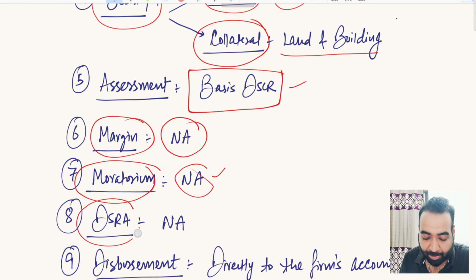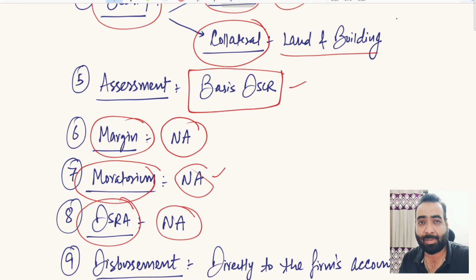Similarly, DSRA conditions are also not applicable here. DSRA is your kind of security. You take 3 months or 6 months EMI as FD. In case the borrower defaults, you can use that FD to repay your loan. But that happens only in high-risk project finance cases. But in WCTL, it is general day-to-day requirements. Hence, there is no condition for DSRA here. DSRA means debt service reserve account.